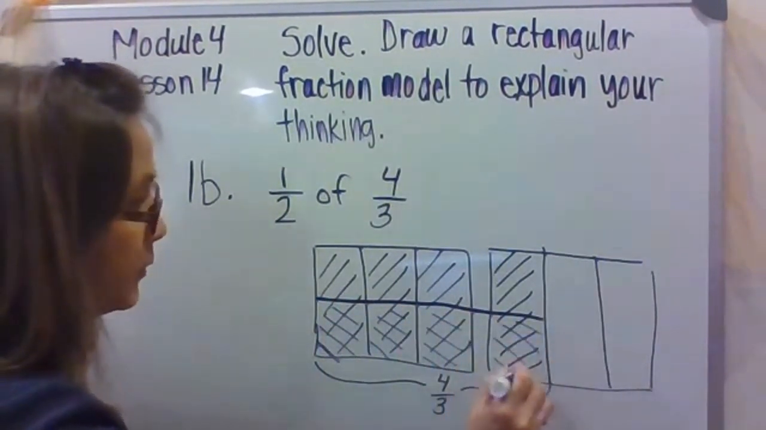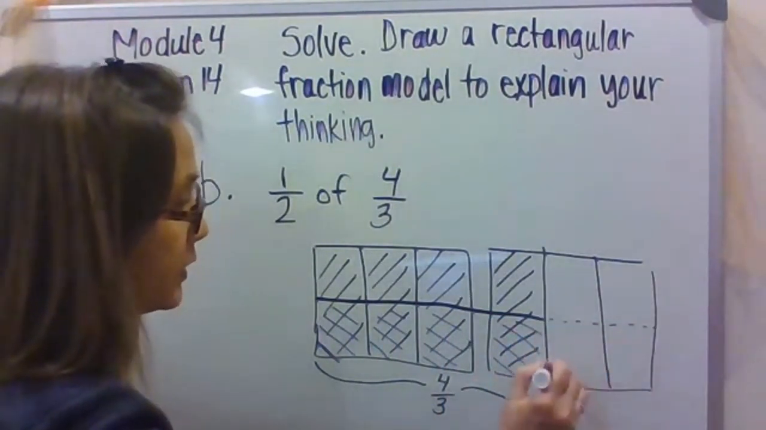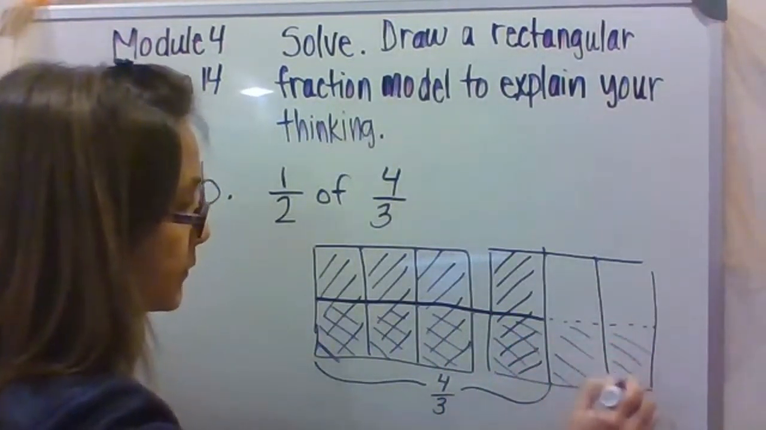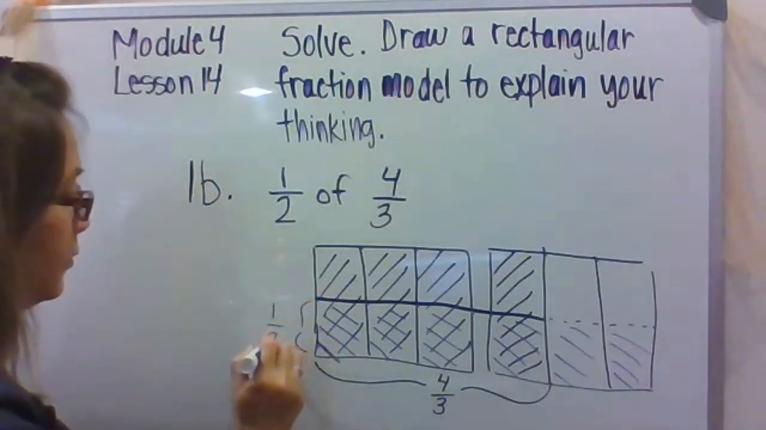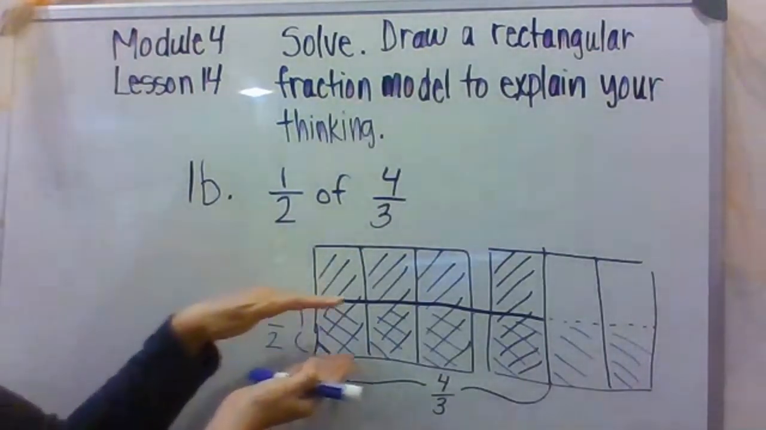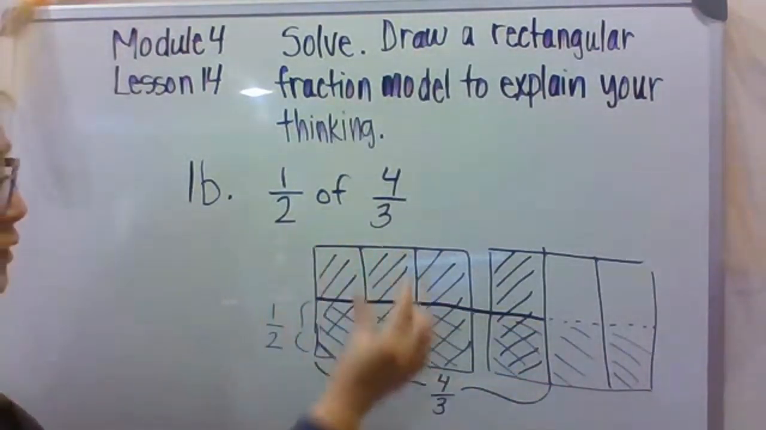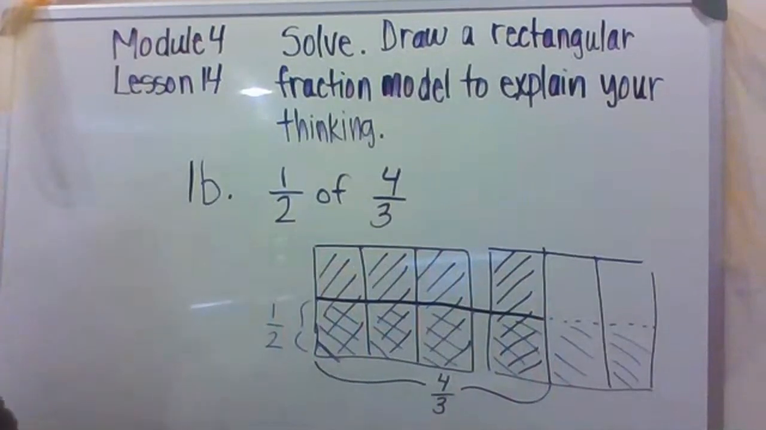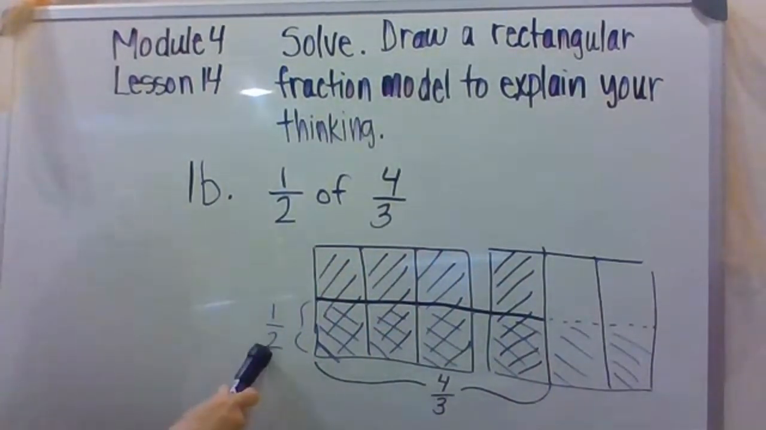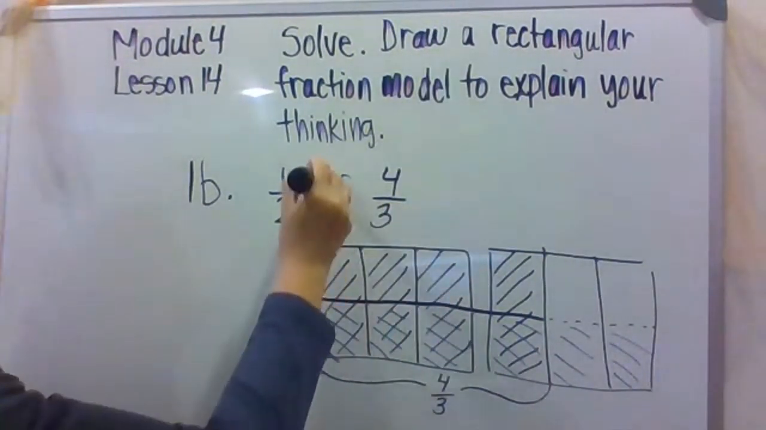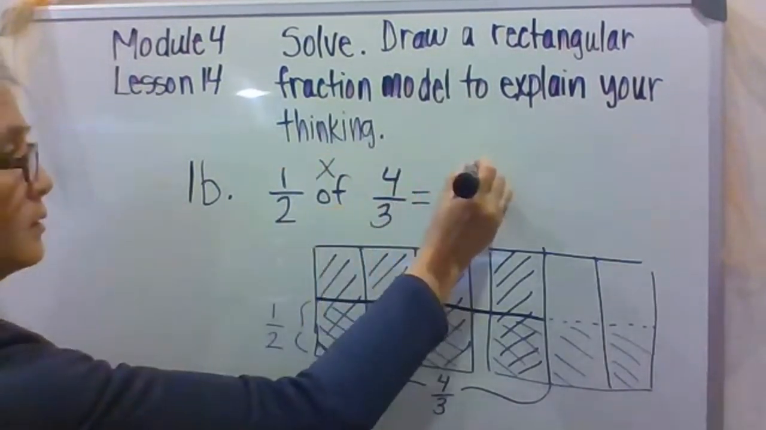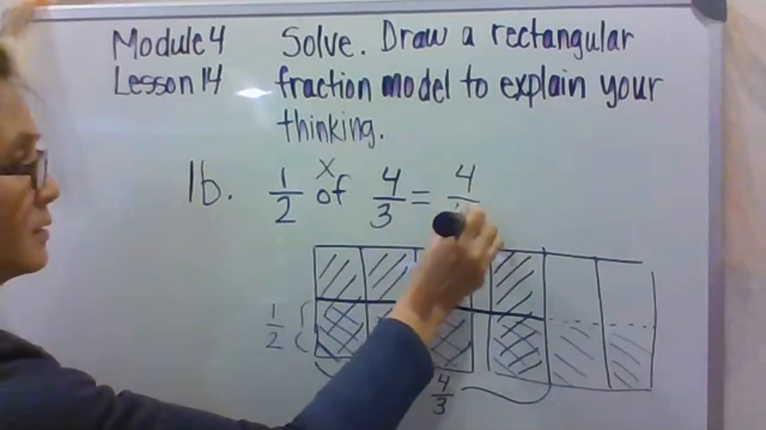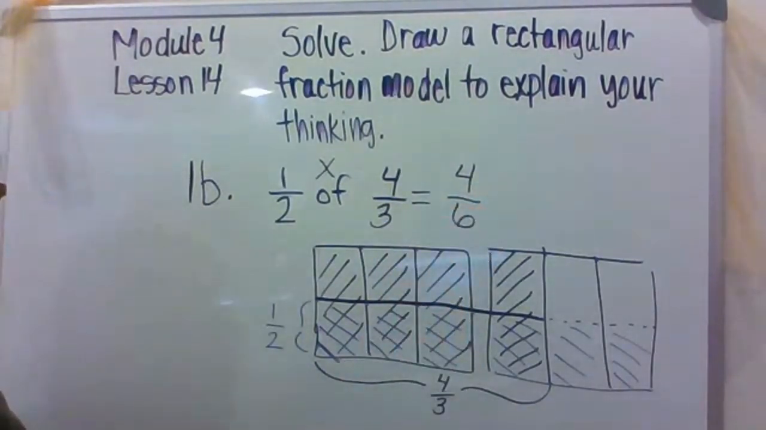And I'll go all the way through and show that that would go all the way through here. Okay, and I will label this as my 1/2. So I just took half of those 4/3, right? So now if I go on solving this, do you see the equation 1/2 times 4/3? You can just multiply it out because of means multiply. So 1 times 4 is 4. 2 times 3 is 6. 4/6 would be a good answer.